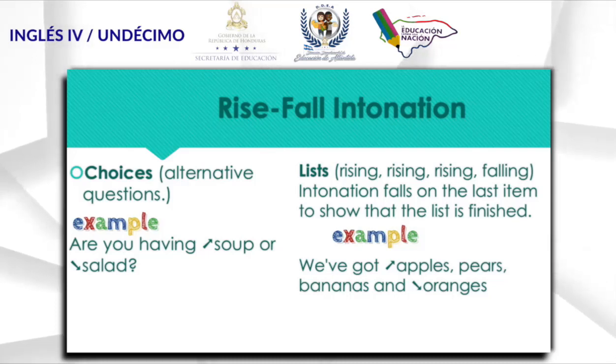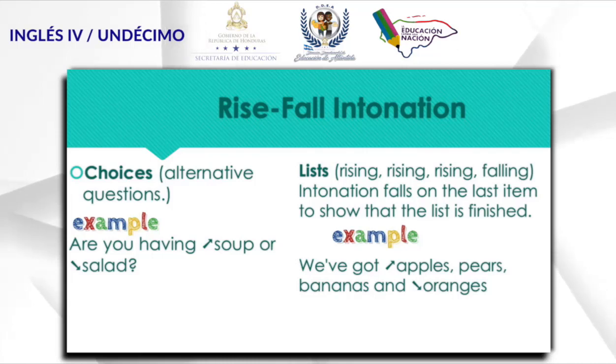The next one, list. Rising, rising, rising, falling. Intonation falls on the last item to show that the list is finished. We've got apples, pears, bananas, and oranges. So, repeat with me. We've got apples, pears, bananas, and oranges. So you can see in apples, pears, bananas, it rises. And in oranges, it comes down, it falls. Good job.